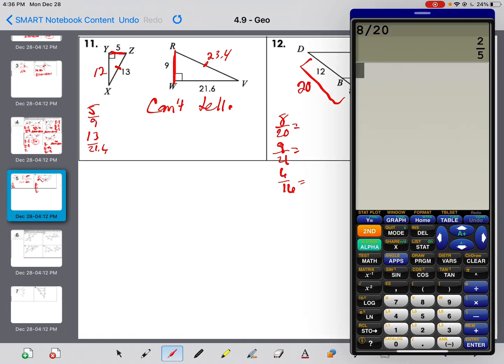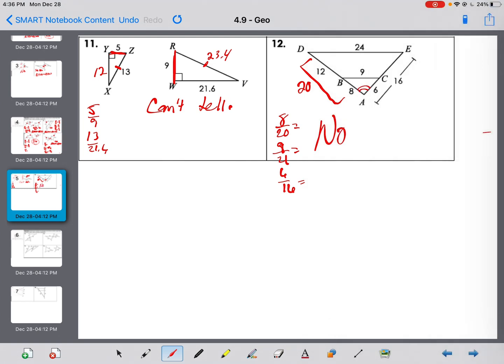Let's see. Do they reduce? 8 divided by 20 is 2/5. 9 divided by 21 is 3/7. 6 divided by 16 is 3/8. Nope.